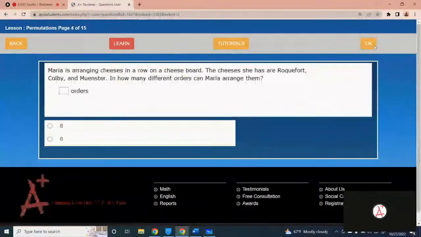Okay, the next one is Maria is arranging cheeses in a row on a cheese board. The cheeses she has are Roquefort, Colby, and Muenster. In how many different orders can Maria arrange them? So she has three options. 3 times 2 times 1 is 6. That means she has a total of 6 options. Got it?